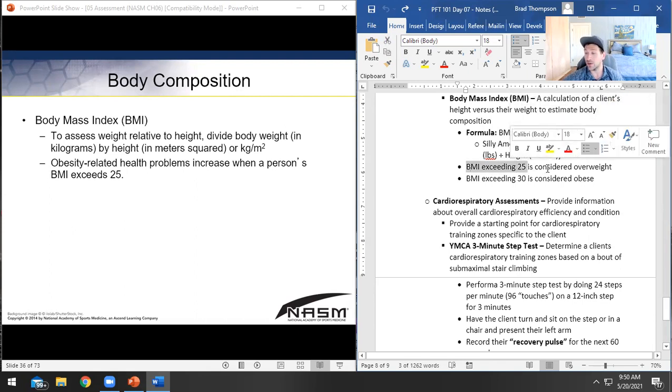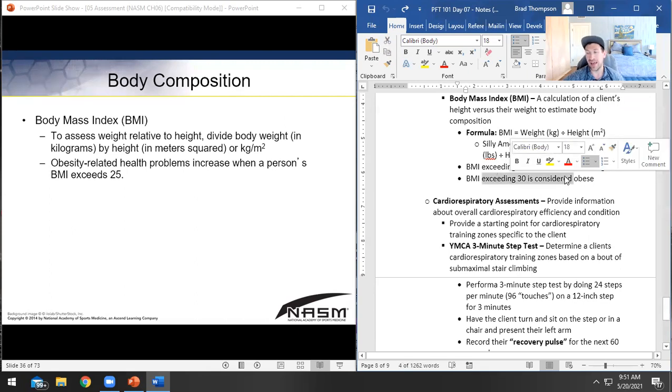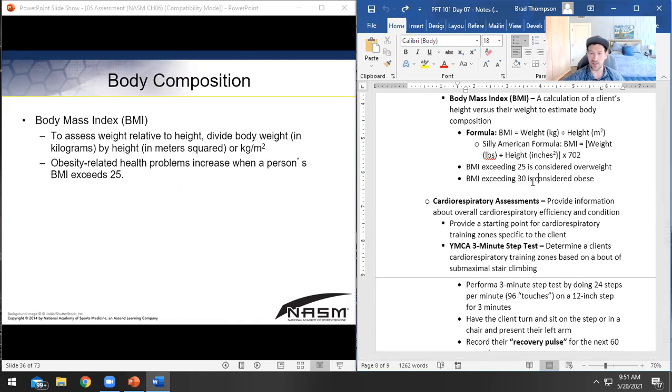If it exceeds 25, that's considered overweight. If it exceeds 30, that is considered obese. So ideally, we want our BMI to be anywhere from 18.5 to 24.9. That is going to be considered normal weight.